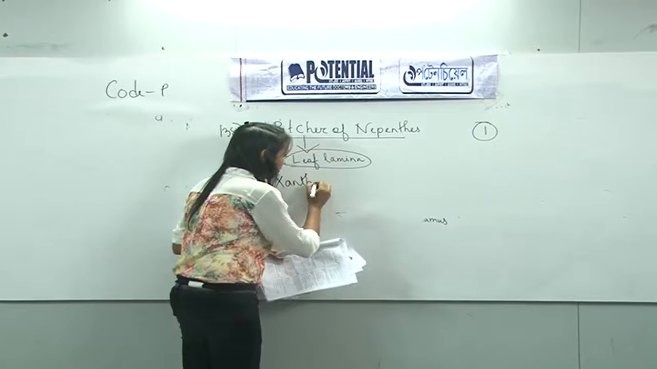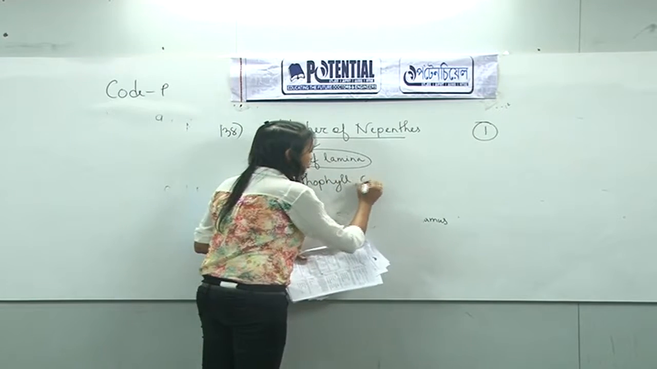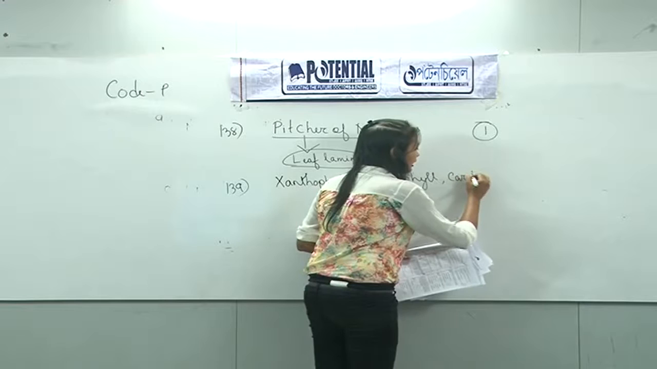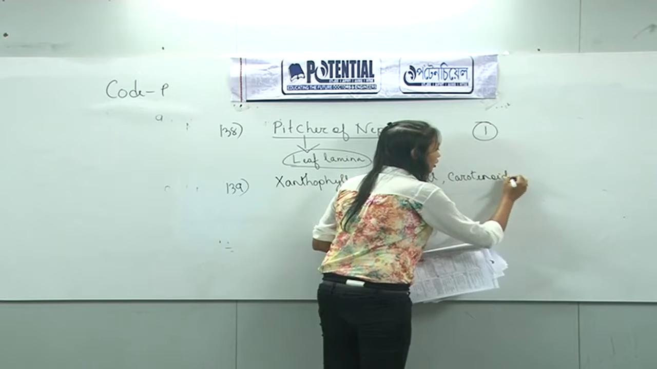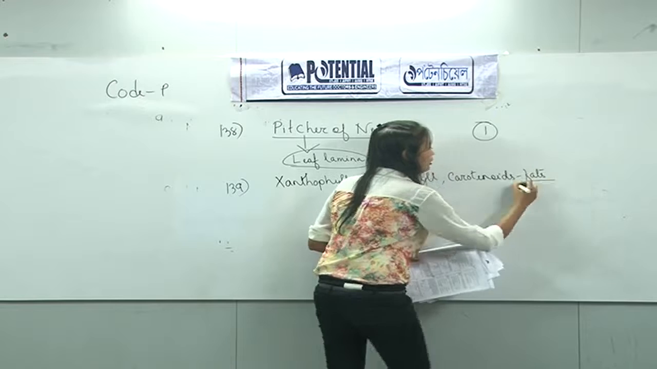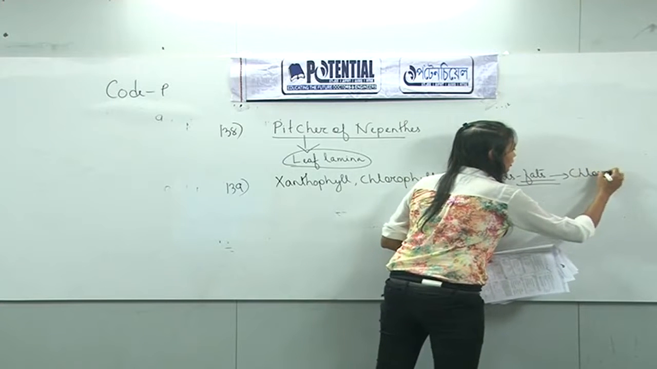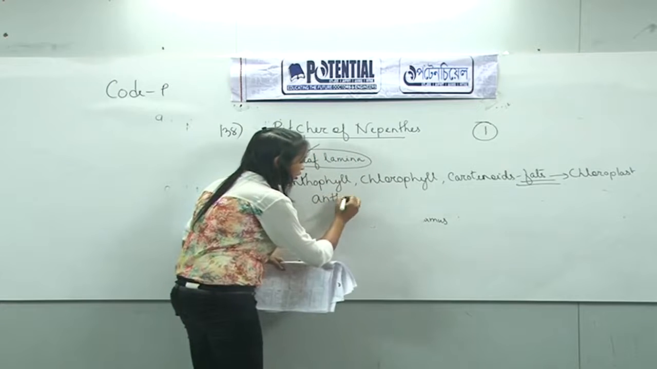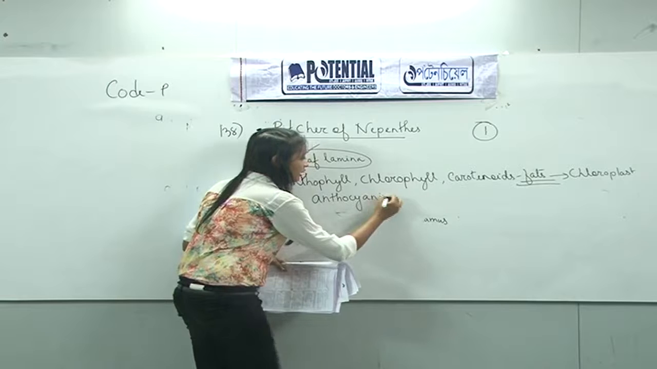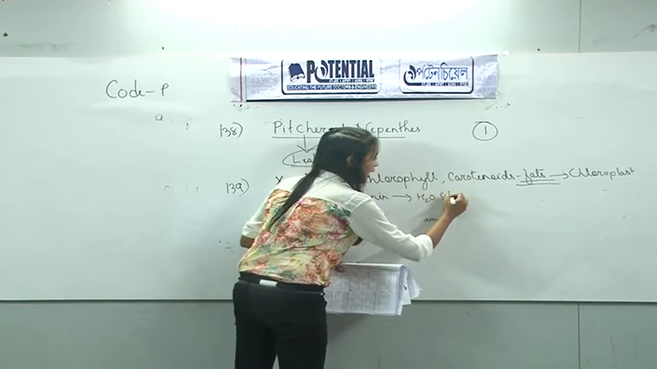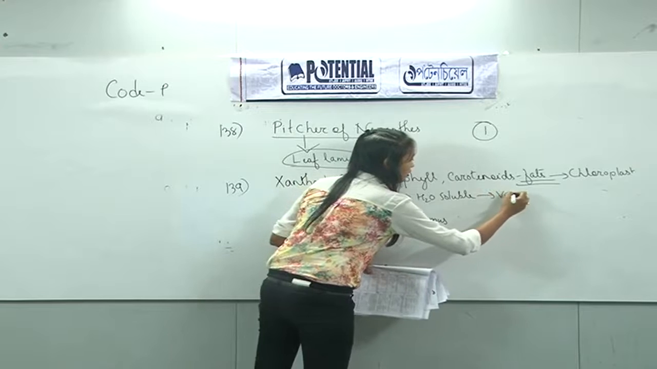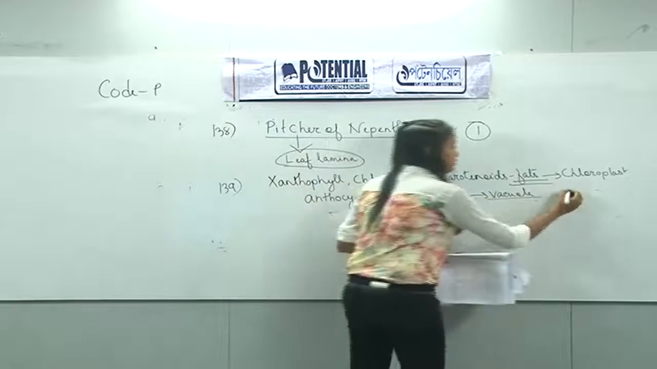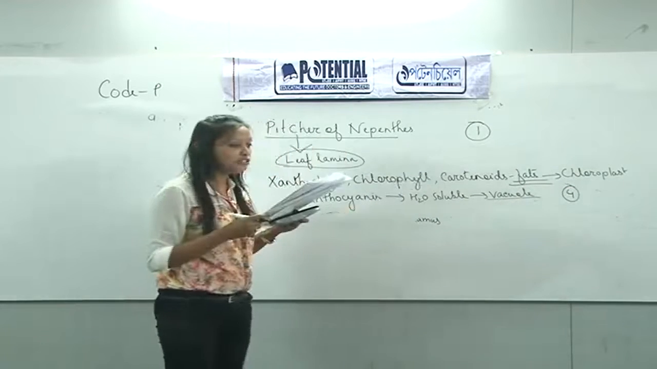Xanthophyll, chlorophyll and carotenoids, these 3 are the pigments which are soluble in fats and are found inside the chloroplast. And the last option is anthocyanin. We know anthocyanin is a pigment which is water soluble and it is present inside the vacuole. Normally it is found inside the sap vacuole. So the correct answer will be 4. Water soluble pigment is anthocyanin.